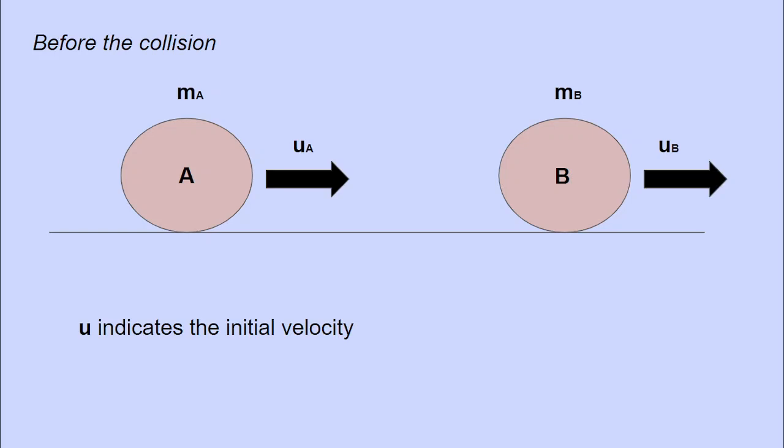Before the collision, u indicates the initial velocity. ua indicates the initial velocity of A. ub, the initial velocity of B. Notice that I have used the term velocity and not speed. The velocity, unlike the speed, can adopt negative values.